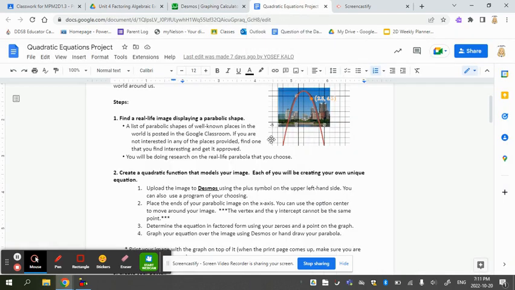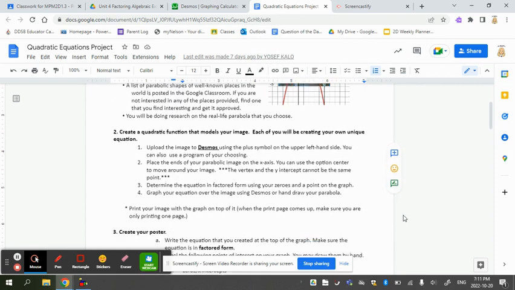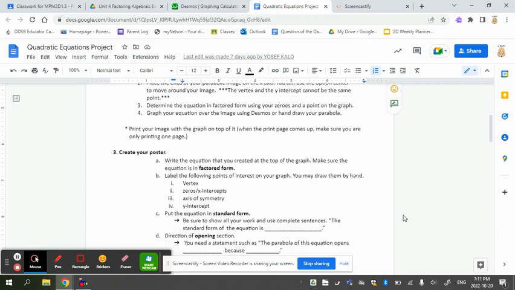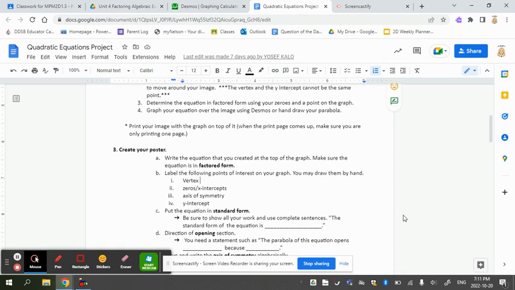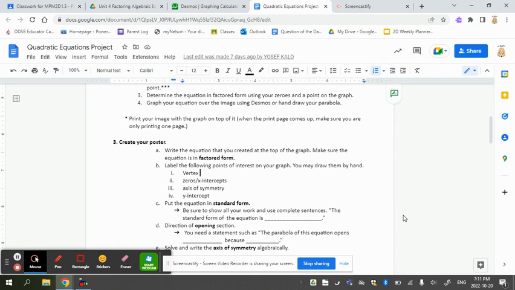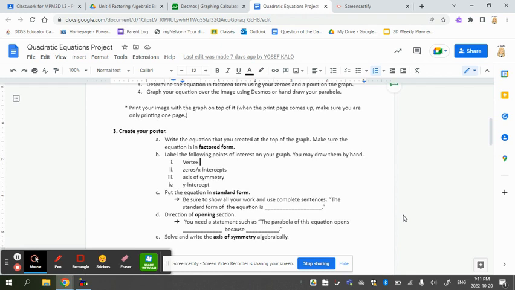You have two options. You can print it and do your poster that way, or you can upload it to Canva or Google Docs, wherever you want, and do it online. On your picture, you need to make sure you are labeling your vertex, zeros, axis of symmetry, and your y-intercept. You also need to write that factored form equation that you've made.